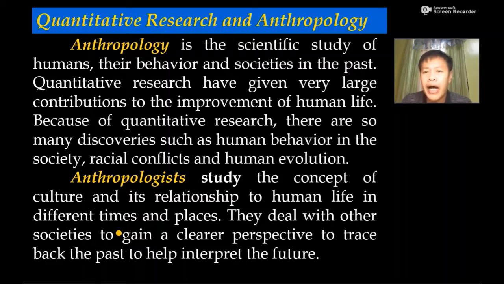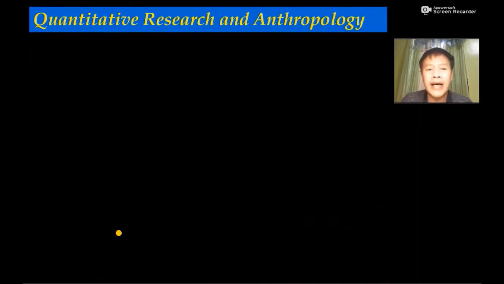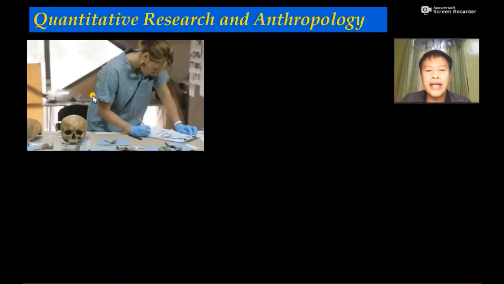The reason why anthropologists study the origins, the evolution of humankind, is so that we were able to understand the sacrifices of our ancestors, how they lived in the cave, how they lived in the mountains. Look at this particular picture. That explains the importance of quantitative research in understanding the evolution of humankind. This person is an anthropologist. He studied the nature of this skull of the ancient people.